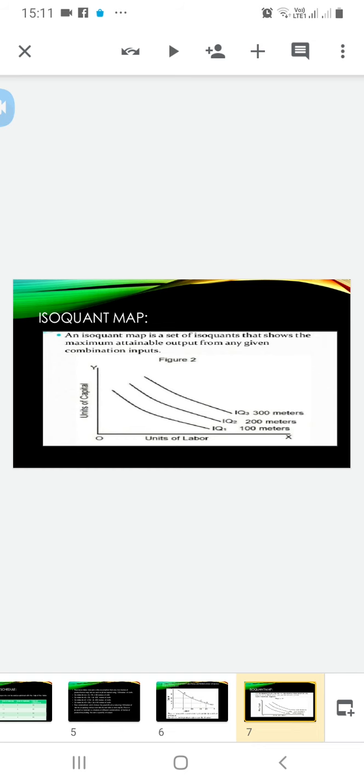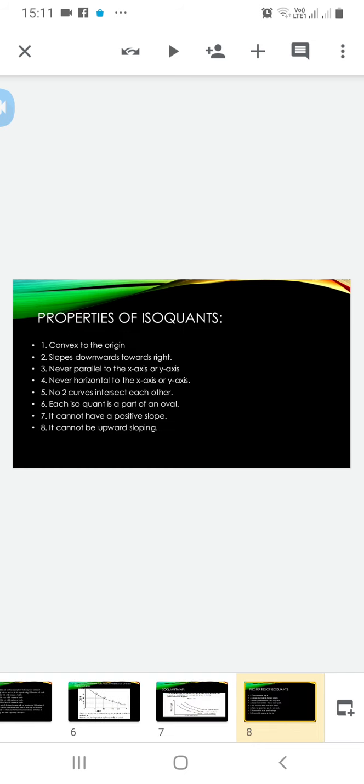Properties of isoquants. Isoquants are convex to the origin. A convex curve has a negative slope. If the output is to remain constant when the quantity of one factor is increased, the quantity of the other factor has to be reduced. The convexity of the equal product curve is due to the diminishing marginal rate of technical substitution on the isoquant.